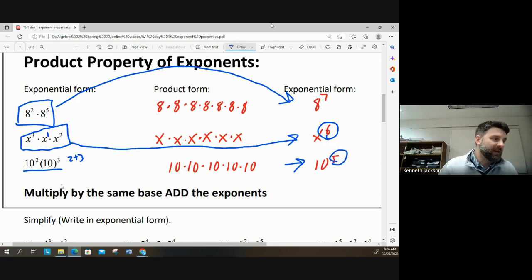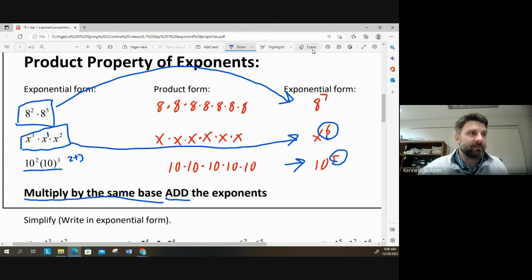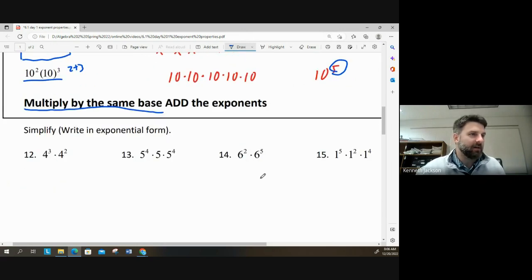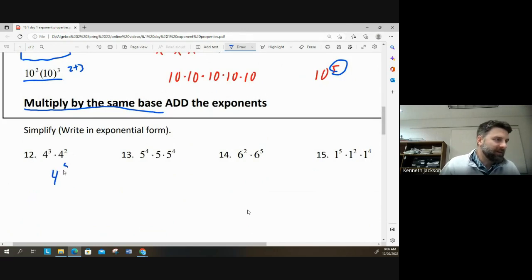And so our first rule is if we multiply by the same base, 8 and 8, x and x, 10 and 10, then I can add the exponents. And this makes sense if I just simply write out all of the problems. Well, yeah, no kidding. You could just add them up. That's how we got our answer. That's the first rule. If you multiply by the same base, add the exponents. So if I come down here and work through a couple of them, on number 12, 4 to the third times 4 squared, add the exponents. 4 to the fifth.